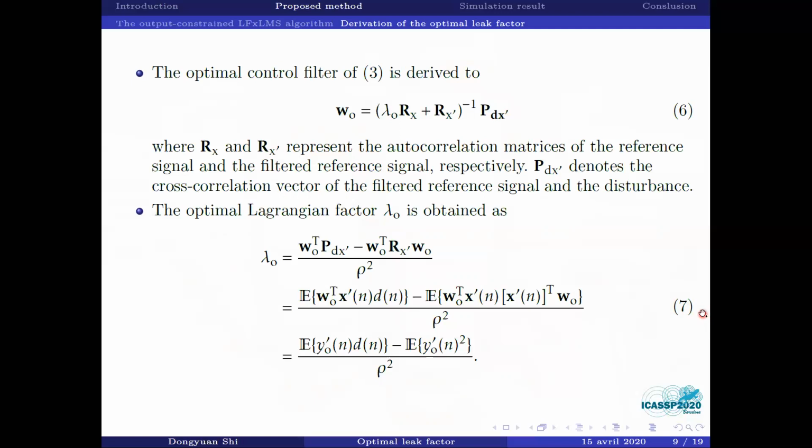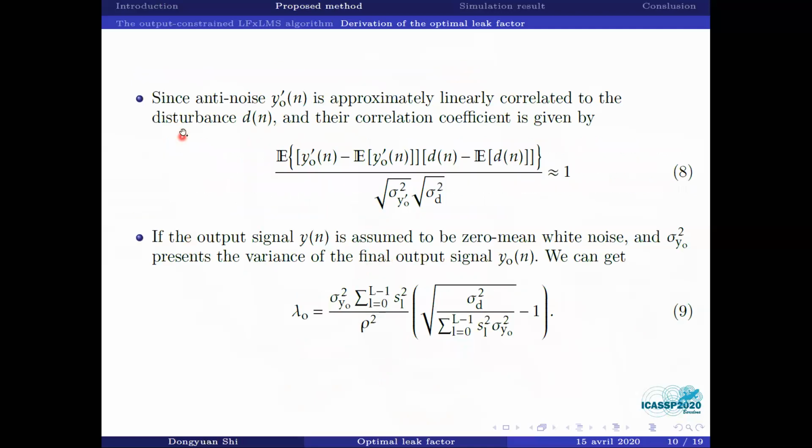From this equation, we can find that the optimal Lagrange factor is related to the output constraint. Since the anti-noise is linearly correlated to the disturbance, their correlation coefficient is approximately 1.